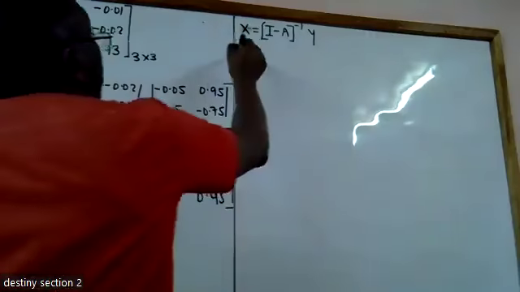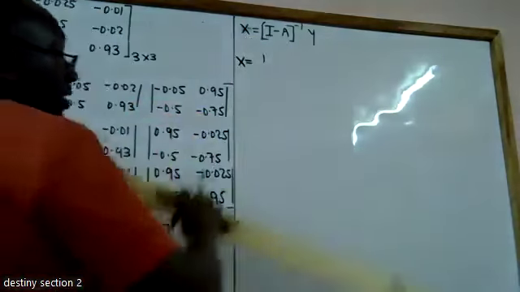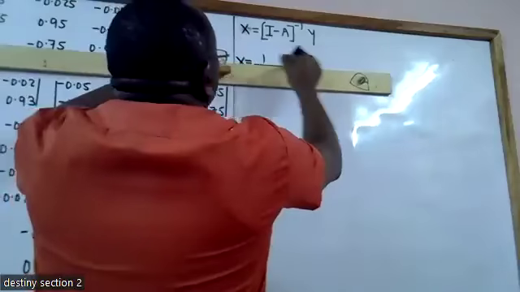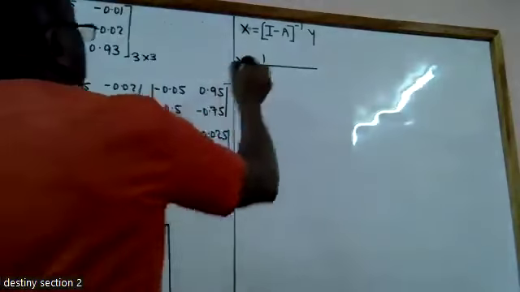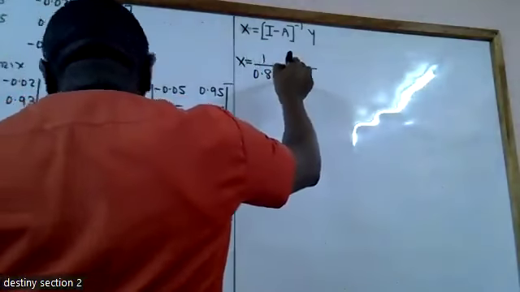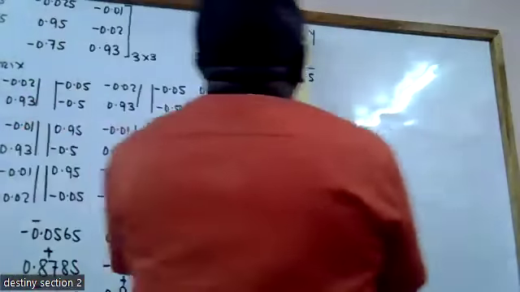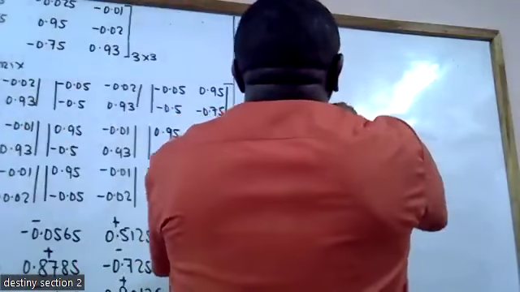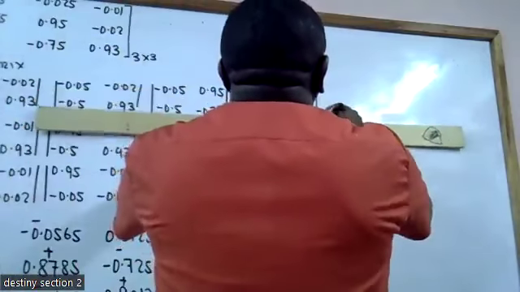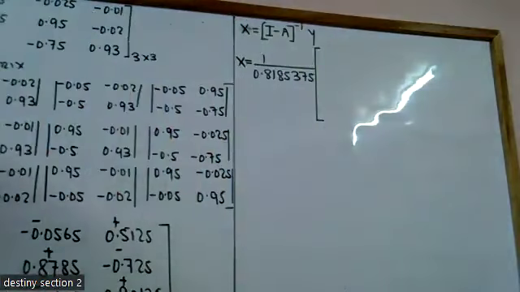So we know how to get the inverse. It is 1 out of the determinant. So our determinant is 0.8185375. You multiply it by the adjoint. Remember, adjoint is the cofactor that has been transposed.